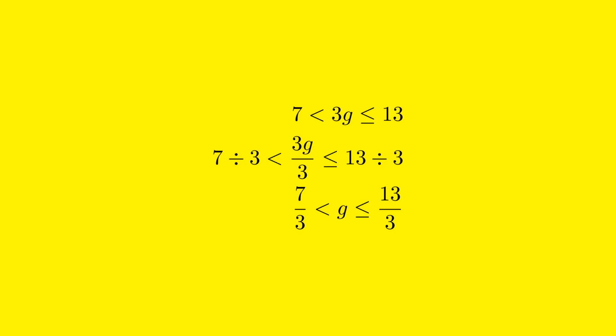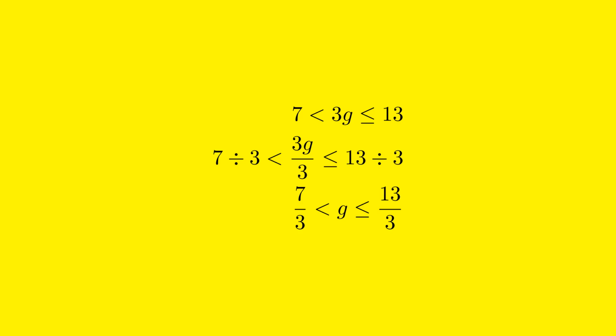Now that we have simplified the inequality to 7 is less than 3g is less than or equal to 13, the next step is to solve for g by isolating it completely. We need to divide each part of the inequality by 3. First, let's start with the left side. 7 divided by 3 is 7/3. Next, the middle part, 3g divided by 3, simplifies to just g. And finally, the right side, 13 divided by 3 is 13/3.